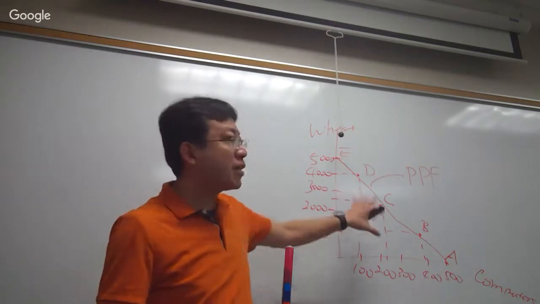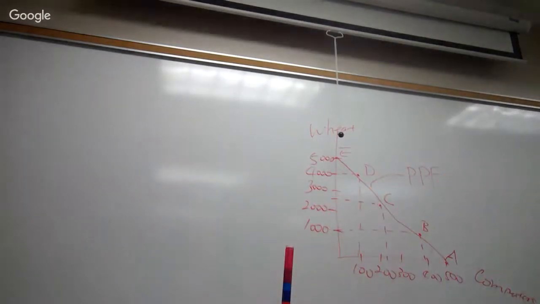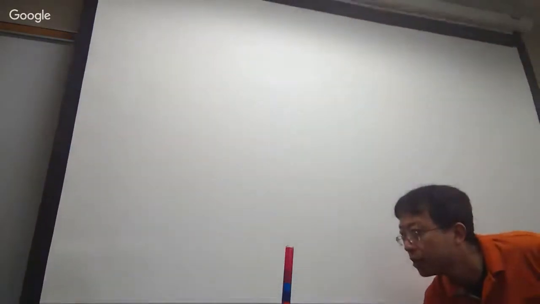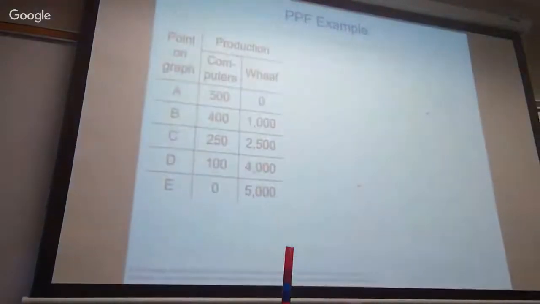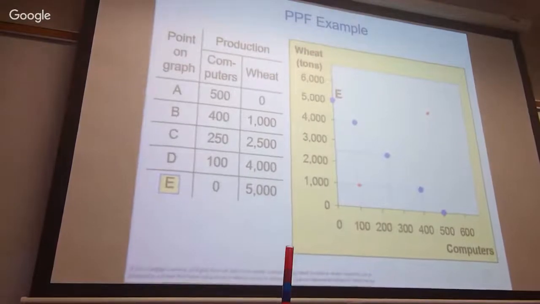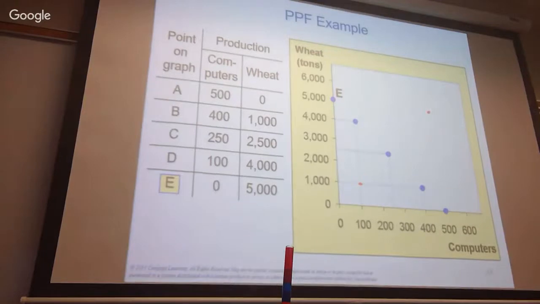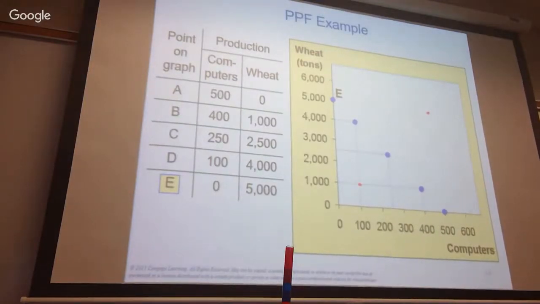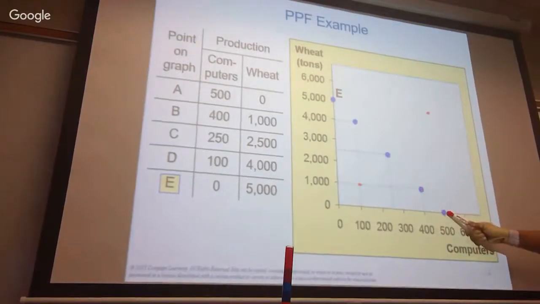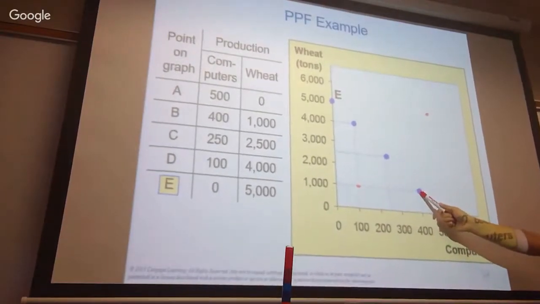Okay, so this PPF here has some special properties. Let me show you. So the first thing it shows is the opportunity cost between different combinations. Remember, opportunity cost is what you give up. It's not about how much you gain, it's always about what you give up for it. So between point A and point B here, if I go from point A to point B, what is my opportunity cost?